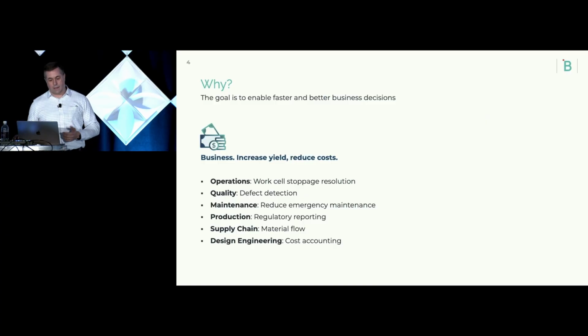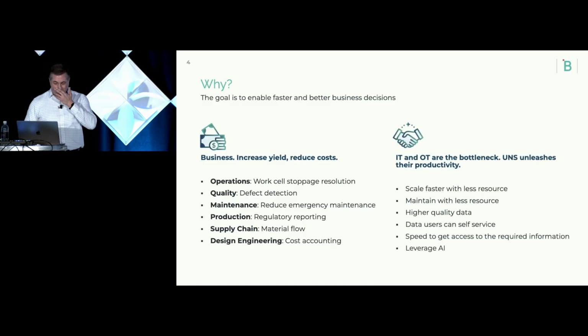And a lot of the times what we see in terms of use cases is, well, yes, we need to get operations better access to data, but we also want to get quality, we want to get maintenance, we want to get production, we want to get supply chain, we need design engineering. They all want industrial data. And today they get it in reports that are 2 weeks old on a good day. In many cases, they don't get access to good data. So how do we get them access to all the data in the factory when they need it, the way they need it? And that's what UNS brings us.